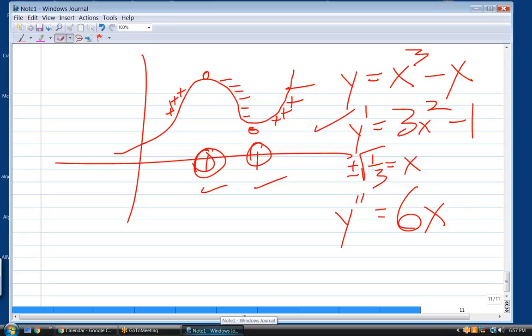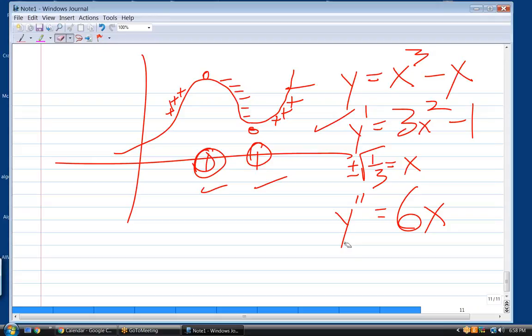And just know that positive second derivatives mean maximums. Negative second derivative, that's the other way around. Positive second derivative means concave up. So a positive second derivative means a minimum. A negative second derivative means a maximum. And that's how you tell the difference.